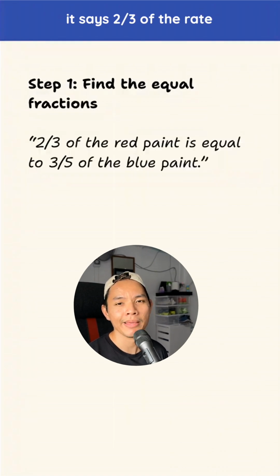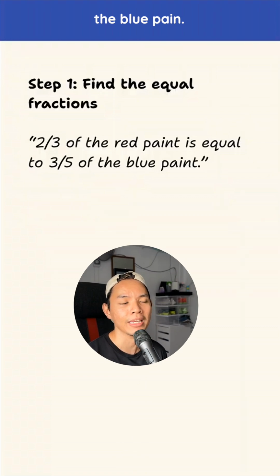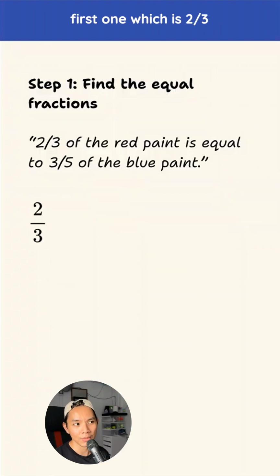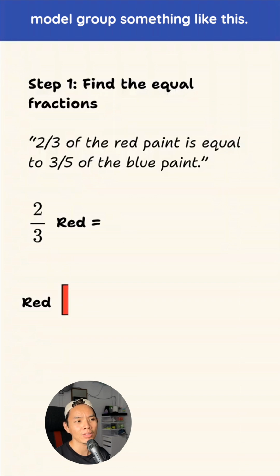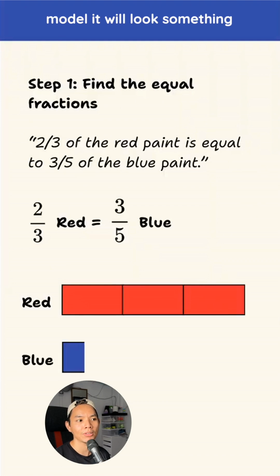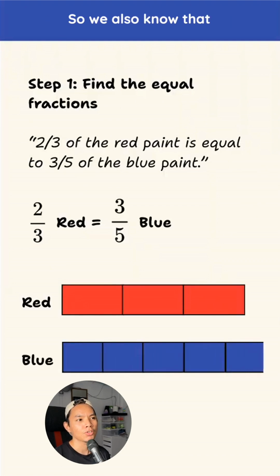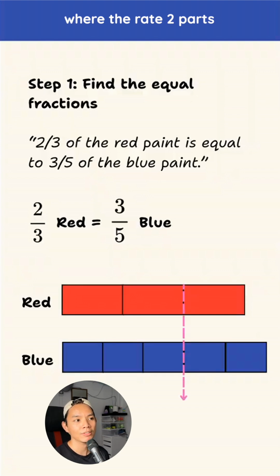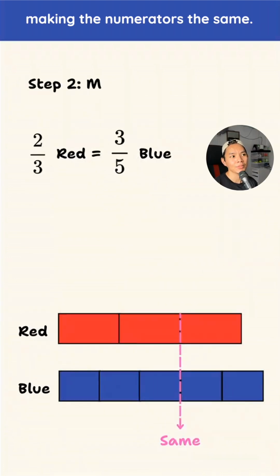So in the first statement, it says 2/3 of the red paint is equal to 3/5 of the blue paint. So we can write down the first one, which is 2/3 of red, and in the model, it will look something like this. Then we will have 3/5 of the blue paint, and in the model, it will look something like this. So we also know that they are both the same, where the red, 2 parts of it is equal to 3 parts of the blue. They are the same.